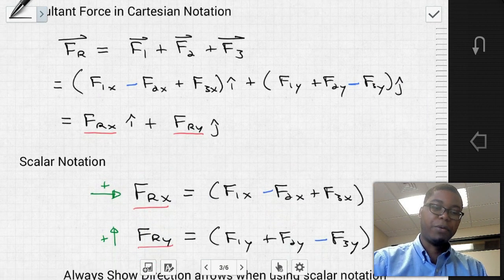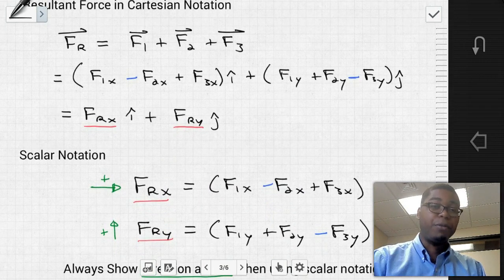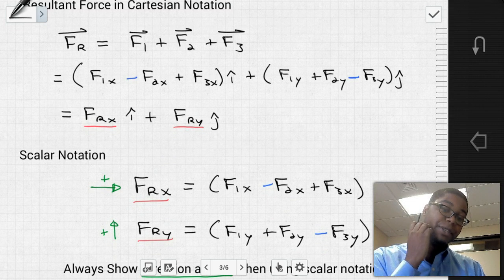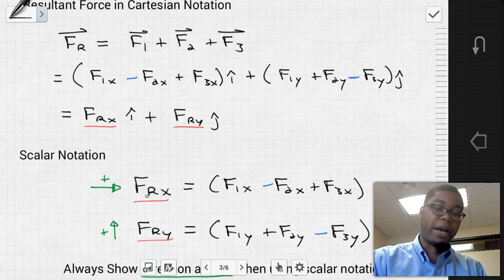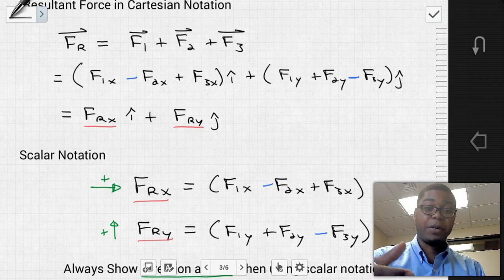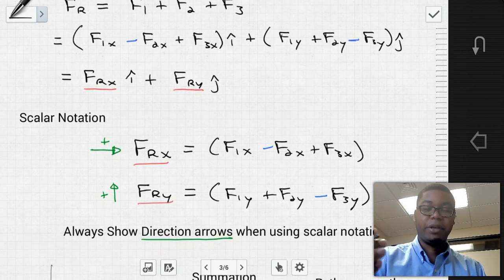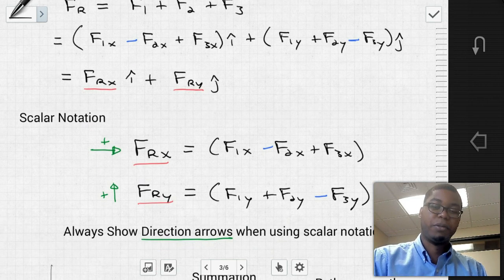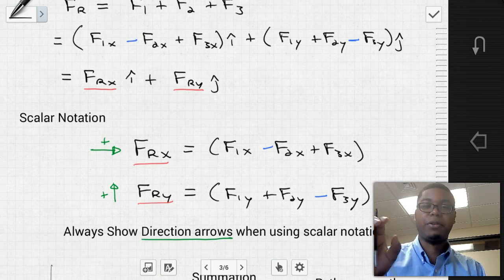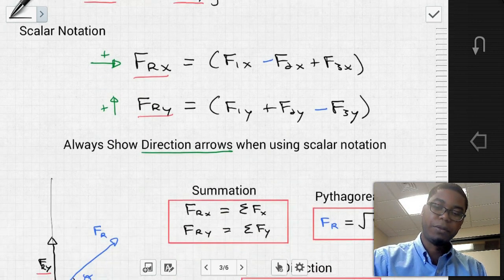And of course, if we were to describe the components of the resultant force in scalar notation, then we could simply write FRx is equal to the sum, FRy is equal to the sum. And note that again, in order to apply the sense, so what is the sense of FRx or FRy, we can use arrows to describe the direction and apply a sense to the scalar quantities.